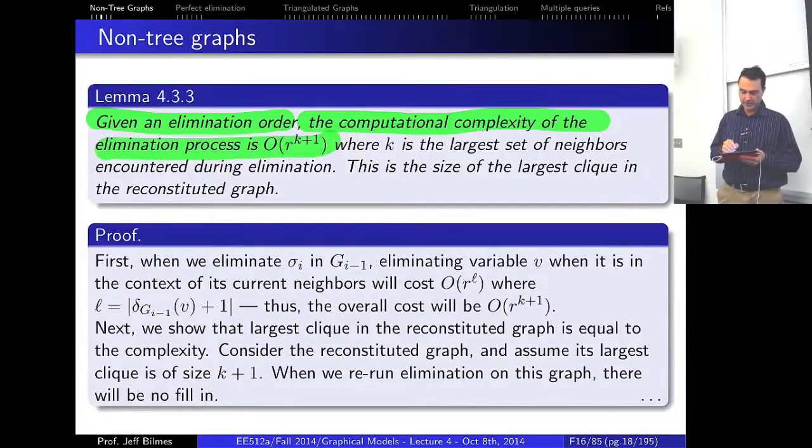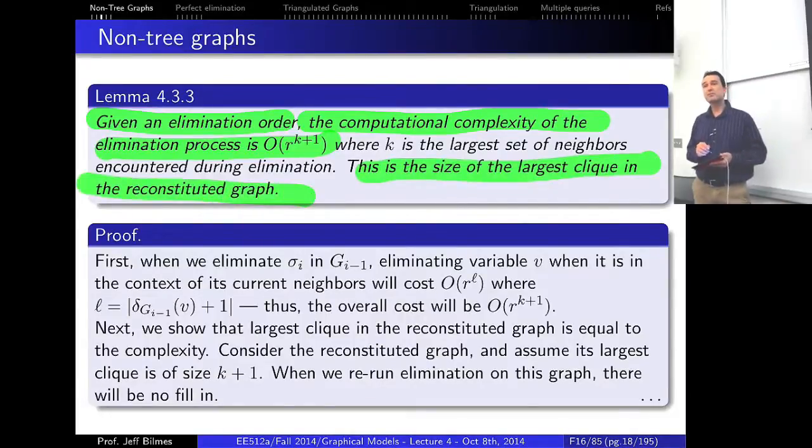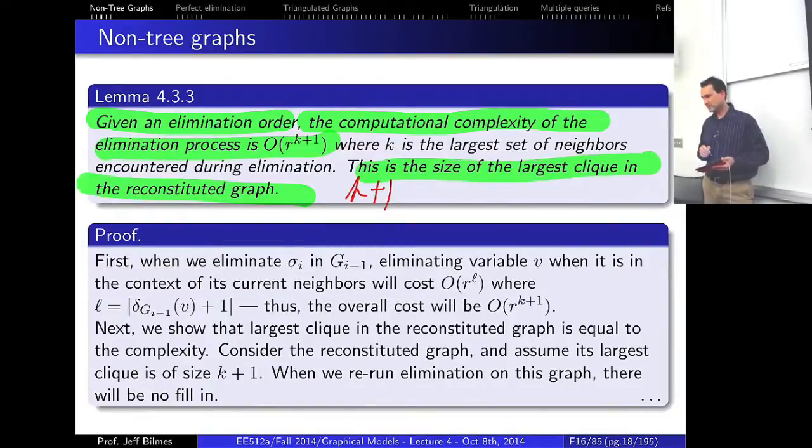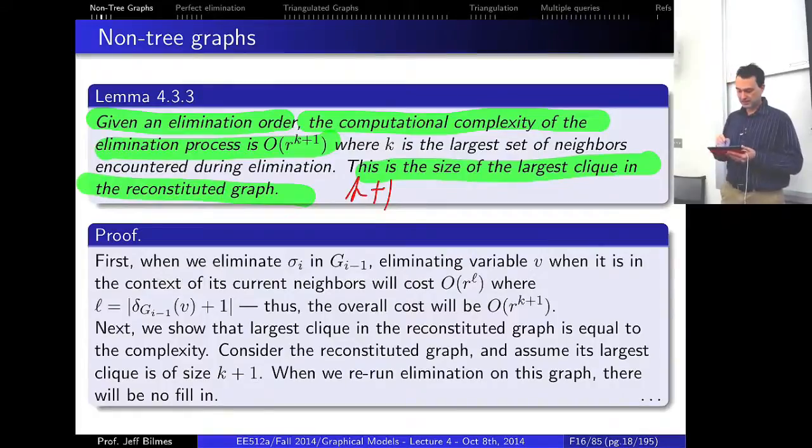And moreover, this k is going to be the largest clique, or I should say k plus 1. This refers to k plus 1 here. So this is k plus 1. K plus 1 is the size of the largest clique in the reconstituted graph. Okay. So how do we show this?